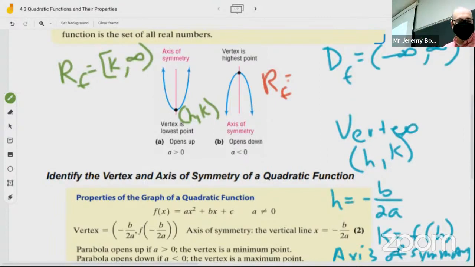Any questions on that? What do you think the range is going to be for the other one when it opens down? I mean, negative infinity to k. Once again, we include the k with a bracket. And that's it.